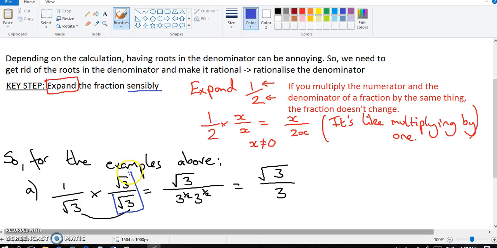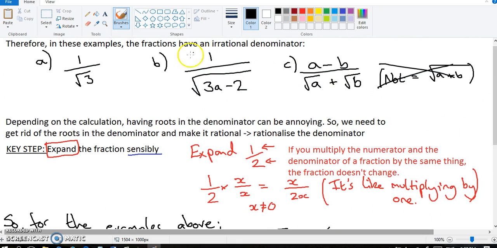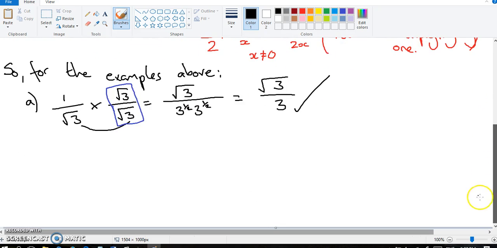So here, root 3 was a sensible choice, because now we have a rational denominator. Although you may argue that this looks like a more complicated fraction, sometimes it can still be useful even for simple examples like this. When we have fractions involving algebra, like b, this trick becomes even more useful.